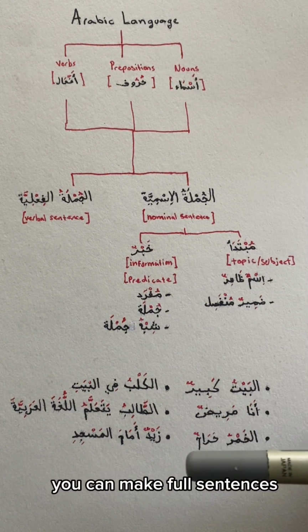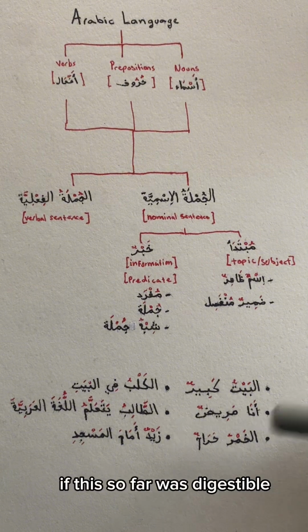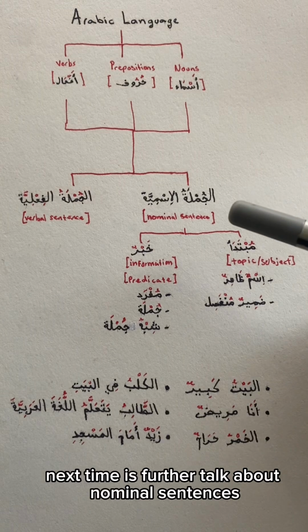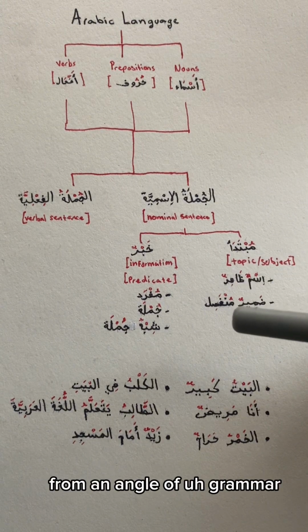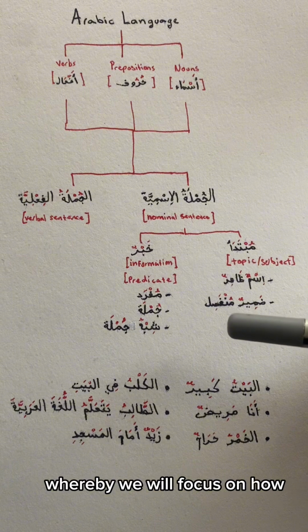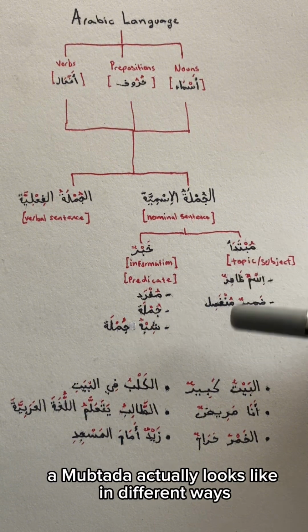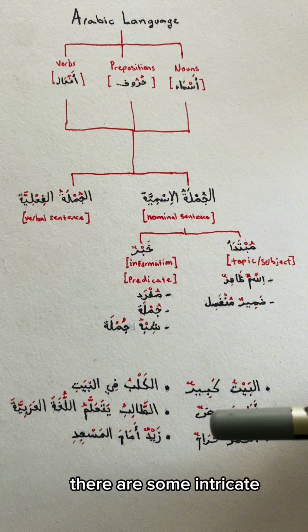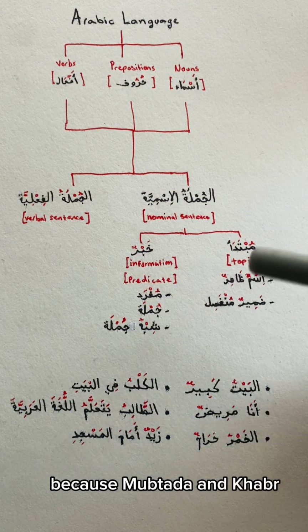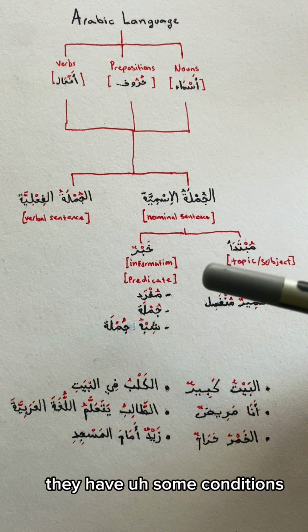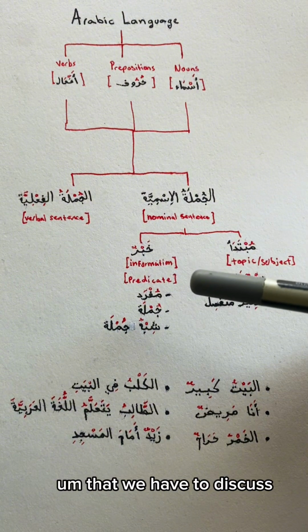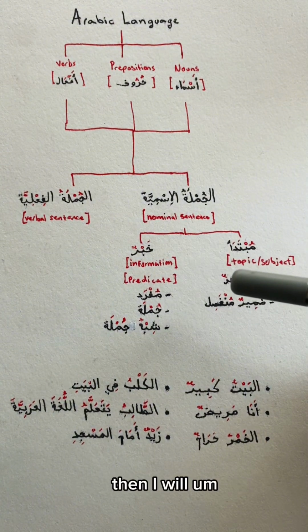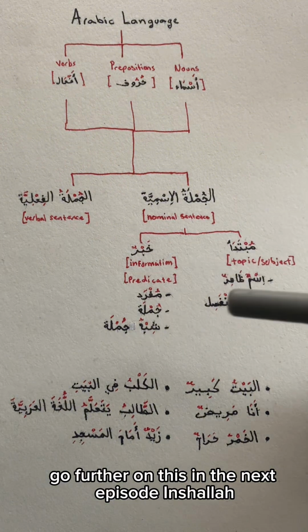can make full sentences. If this so far was digestible, then what we can do next time is further talk about nominal sentences from an angle of grammar, whereby we will focus on how a mubtada actually looks in different ways, and also the khabar, because these are very simple sentences. However, there are some intricate details that have to be mentioned, because mubtada and khabar have some conditions that we have to discuss. So if this was interesting and digestible and not too far-fetched, inshallah, then I will go further on this in the next episode, inshallah.